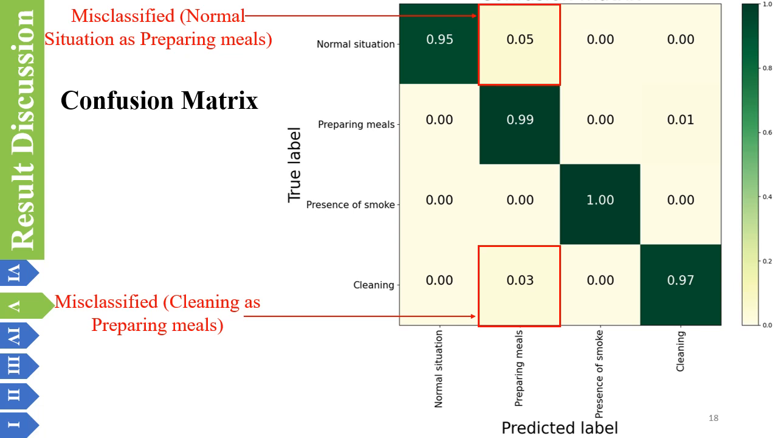Now we illustrate in this slide the confusion matrix. The confusion matrix is an important tool for evaluating the performance of classification models, including deep models. Based on the analysis that we see, there is 5% from the first class misclassified as preparing meal, and we can see that there is also 3% from the last class classified as second class, preparing meal. This validates our hypothesis that there are similarities between measurement parameters of the first class and the second class, and also the last class and the second class.